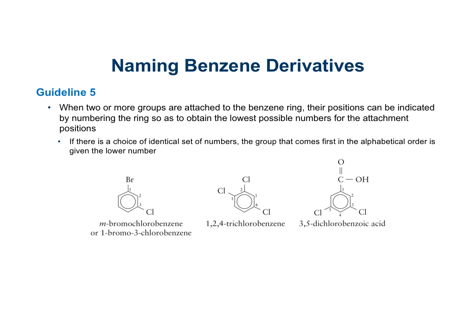So, for example, we have bromine and chlorine. There you can number it 1, 2, 3, or 1, 2, 3, but we choose bromine as number 1 because alphabetically it comes first. We try to get the lowest numbering system, so this is 1, 2, 4 trichlorobenzene.